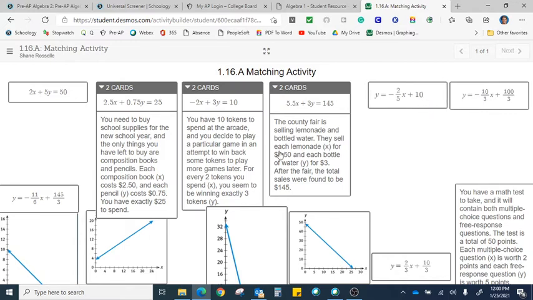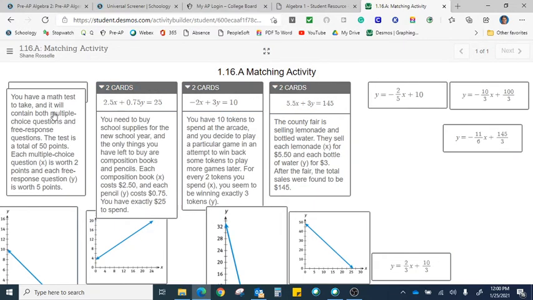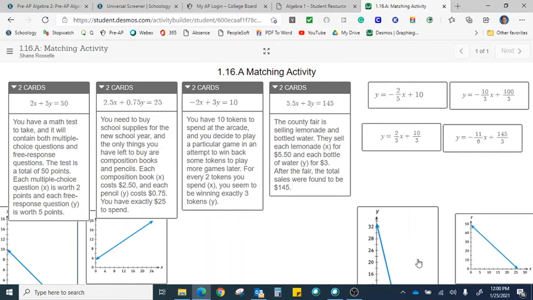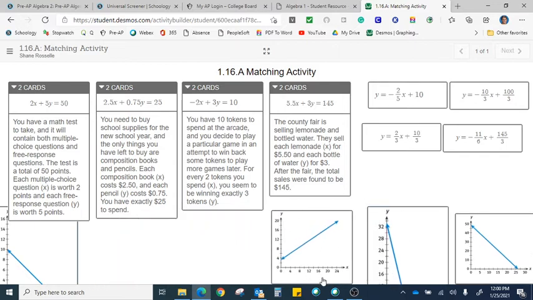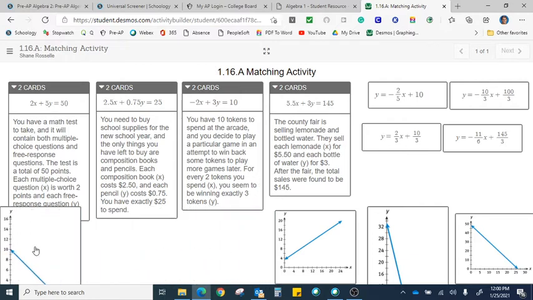So I have my scenario, and then I have my standard form equation. So therefore, the last one, it has to be this one right here. All right, so I put those in, and now I'm down to just matching the graphs and the slope-intercept form equations with those graphs. Now this is probably the most difficult part of it, but it's really not that difficult, because what you're going to look at is this y coefficient.